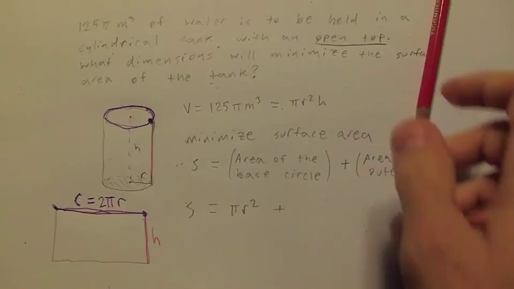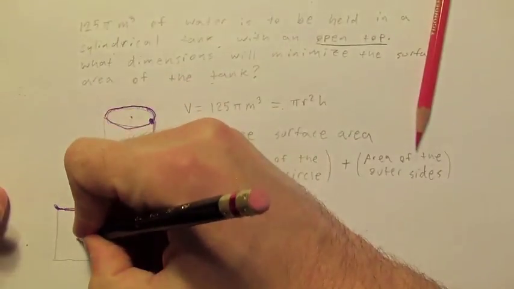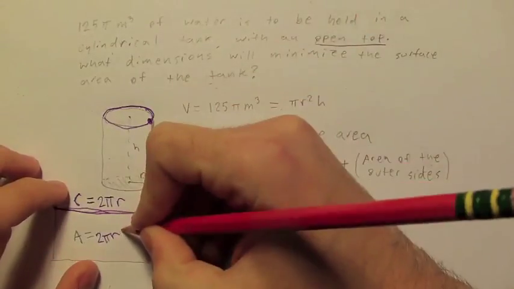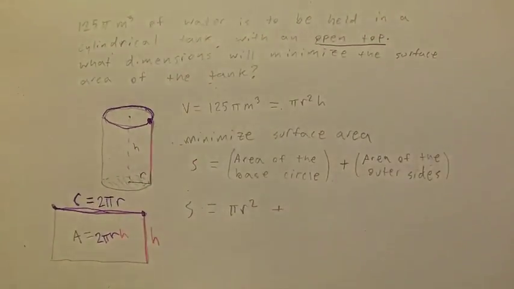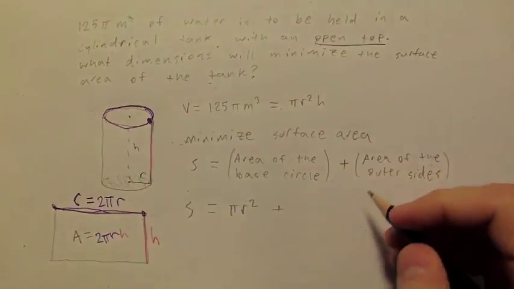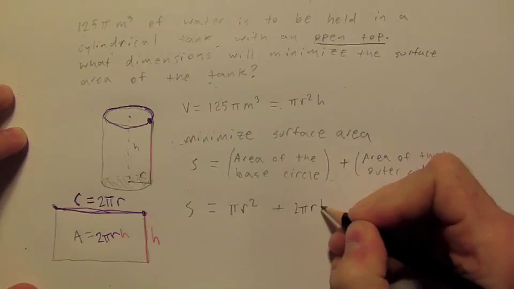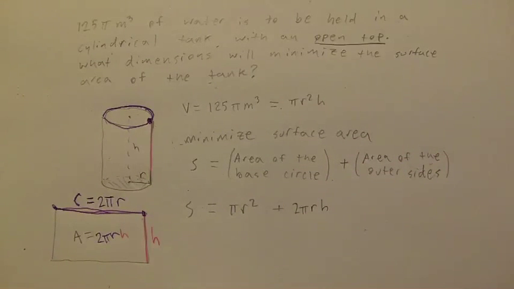So this area, right, I'll say the area of this rectangle is going to be 2 pi r h. Okay, so the area of the outer sides is 2 pi r h. And you can do this for any shape if you're trying to find the surface area. If you had a box, that box is made up of a bunch of rectangles. So you just take the area of all those rectangles.